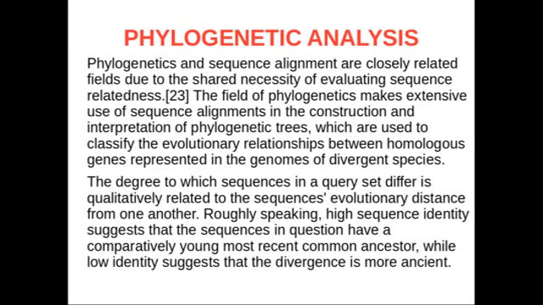You can't do phylogenetics unless you work on alignment first. Before you can begin to build trees and understand phylogenetic relationships, differences and divergence in species and in genes, you first have to run sequence alignment, which is multiple sequence alignment, so that you'll be able to work on the phylogenetics and get the necessary result you're working on in the research. The field of phylogenetics makes extensive use of sequence alignment in the construction and interpretation of phylogenetic trees, and is used to classify evolutionary relationships between homologous genes represented in the genomes of divergent species.